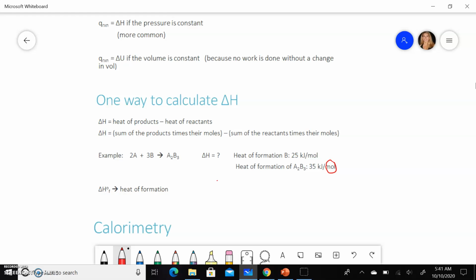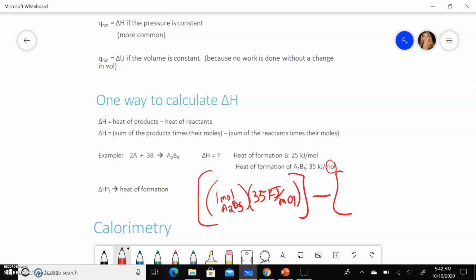So for that first one, we would say we have 1 mole of A2B3. This is from the reaction, times the 35 kilojoules per mole. And that's our product. So we're going to say that amount, products, minus the reactants. So then we're going to add up all the reactants. We have the heat of formation of B, and we have 3 moles from the reaction. So don't forget to multiply. That's coming from the balanced reaction from right here. Multiply the moles in the reaction times the amount they give you.